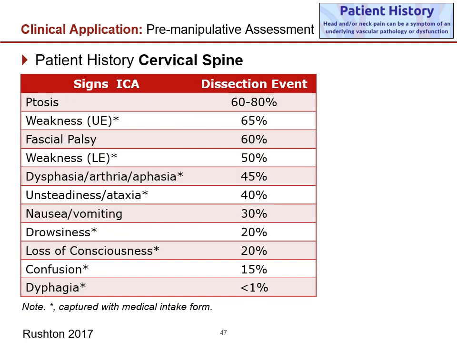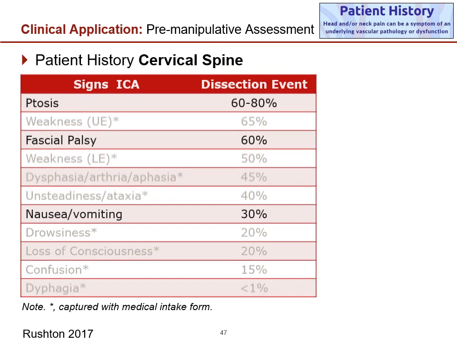Okay, with your internal carotid, a lot of the same signs, but they have different prevalence rates in the presence of a dissecting event. So ptosis, facial palsy, you're going to capture these with your objective assessment for the cervical spine. Your nausea and vomiting, again, would be a question that you would need to ask, but it would hit on the signs and symptoms of both the ICA as well as the VBA.